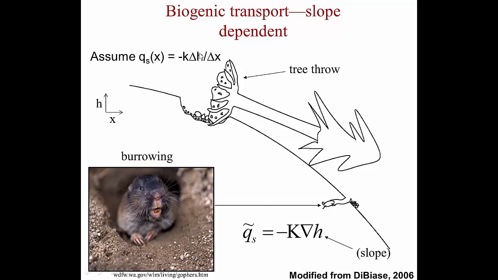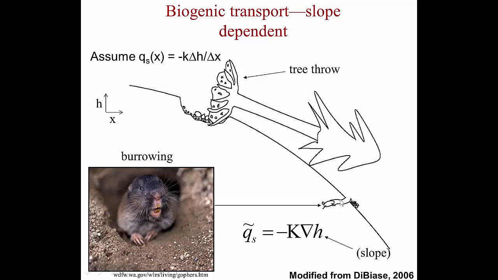And so delta h over delta x is that local slope. K is the constant of proportionality, and here we have a minus sign because if you think about it, as we go over in x, we're going down in h, so this is a negative slope. So it just means a positive sediment transport on a negative slope. It's just for convenience.